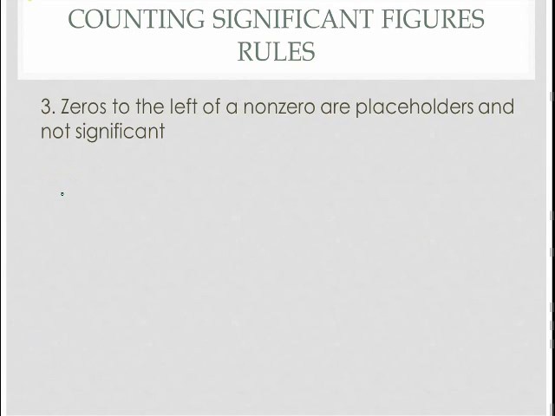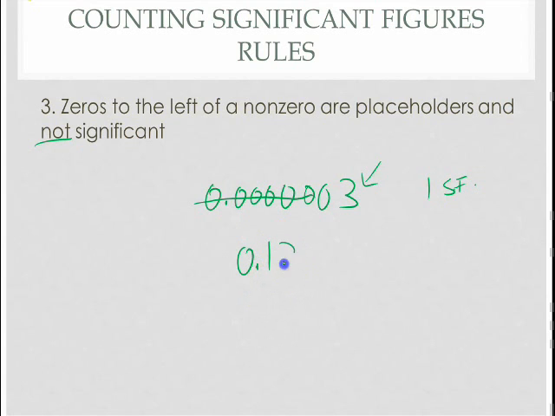Zeros to the left of a non-zero are placeholders and not significant. So for example, we might have 0, 0, 0, 0, 0, 0, 3. These are all insignificant, not significant. So there's only 1 sig fig, 1 significant figure there. Or if we just have 0.123, there's 3 sig figs. This is not significant. It's to the left of a non-zero. It's just a placeholder. It's something that we just put there to mark a place.